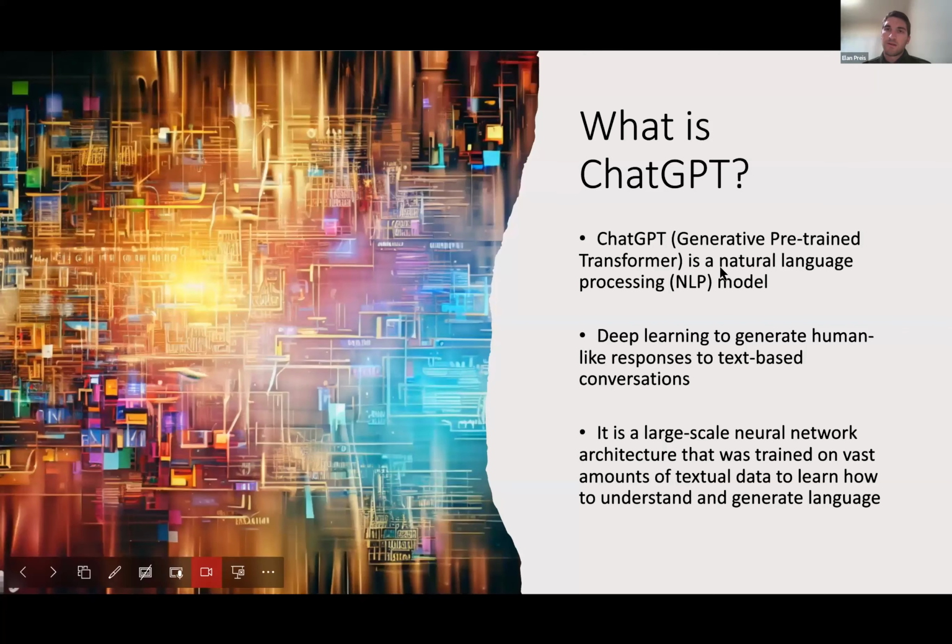Like Nick said, it's a natural language processing model. It uses deep learning to generate human-like responses to text-based conversations, so it should have the capability of translating in different languages. Since it's been trained on such vast amounts of textual data, we thought it'd be a good competitor to Google Translate, and we wanted to learn and understand how those two compare.